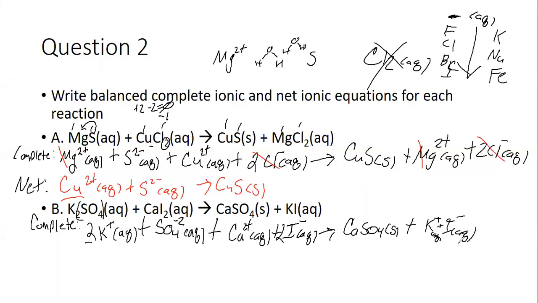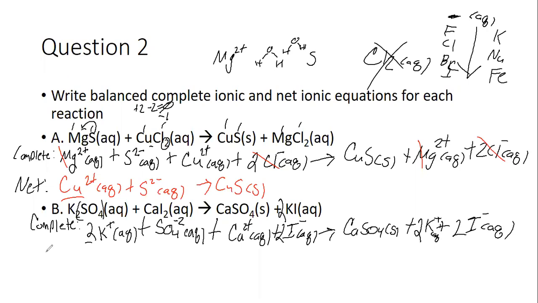Now this isn't balanced, and I should have balanced it before. To balance it, you just put a 2 in front of the potassium iodide. So you need a 2 here. Let me make a little bit of space here. Yeah, so no more eraser, please. Thank you. Plus 2I minus aqueous. So that's our balanced equation.